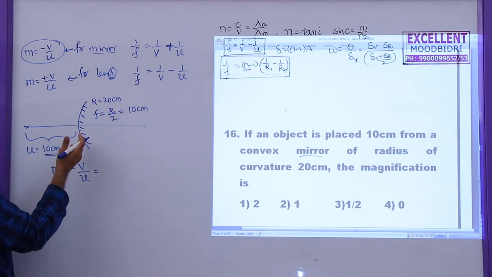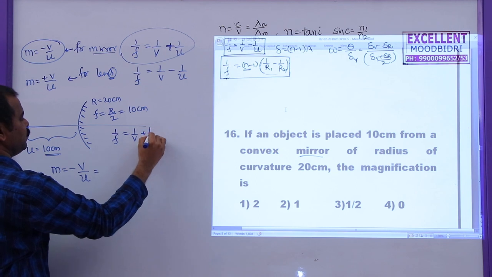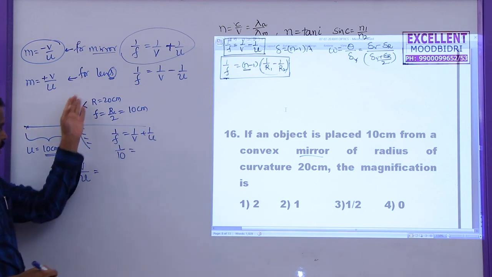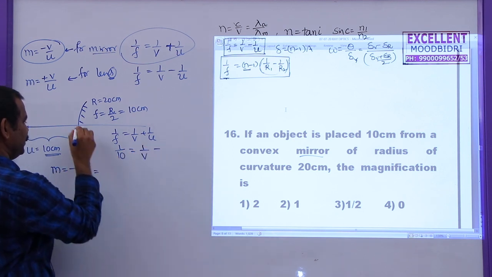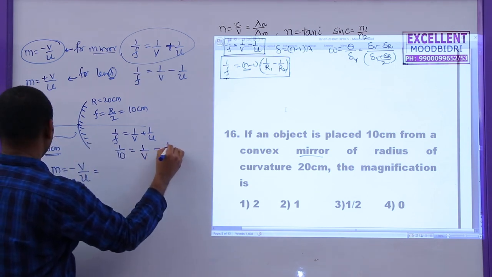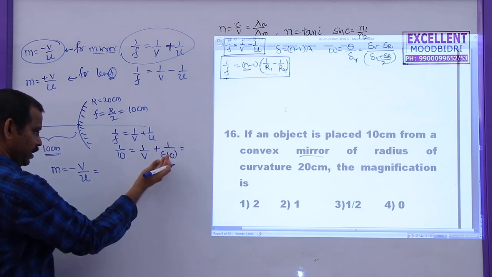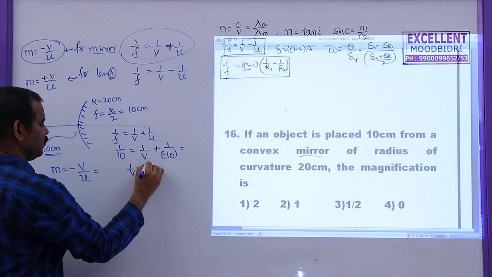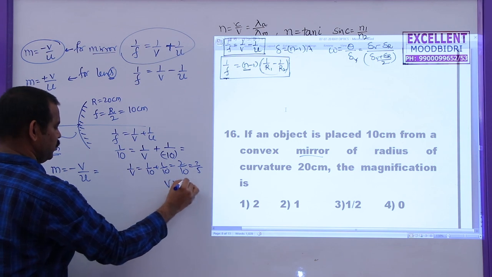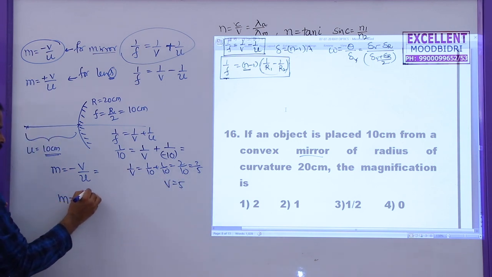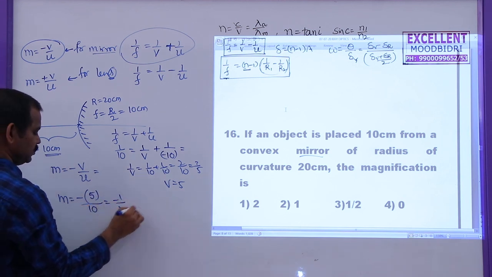Here we know that the focal length is half of the radius of curvature, that is 10 centimeters. Now I need to use this formula for a mirror: 1 by F is equal to 1 by V plus 1 by U. 1 by 10, since convex F is positive, equals 1 by V unknown, plus 1 by U. U is 10, actually plus only, but here you will get minus. So this is minus 1 by 10, when it comes there it is plus 1 by 10. 1 by V is 1 by 10 plus 1 by 10, that is 2 by 10, this is 1 by 5, V is equal to 5. So now the magnification is minus V, which is 5, by U, which is 10.